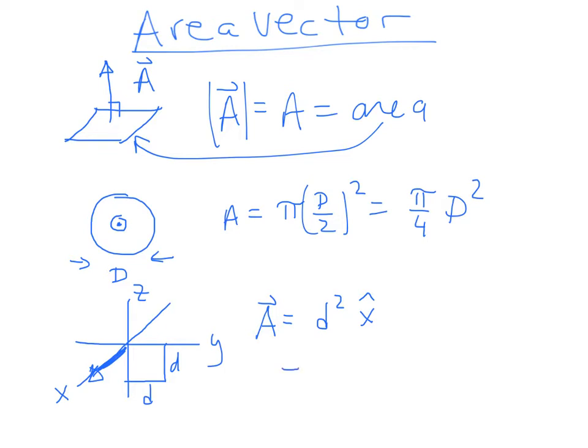Note also, we could just as easily have picked a vector in the opposite direction. Note, in this case, the vector A is minus d squared x hat. It has the same magnitude d squared as the other vector, it just happens to point in the opposite direction. Now, this is a freedom that you have in defining area vectors, as you'll see in solving problems involving magnetic induction. You have to define an area vector, and there are two choices, and as long as you're consistent with the direction you choose, then your result will be correct.